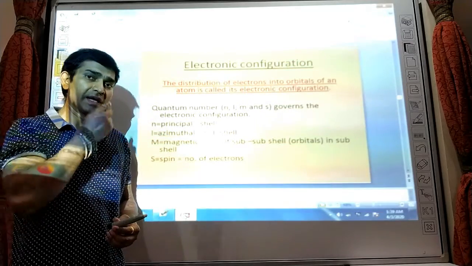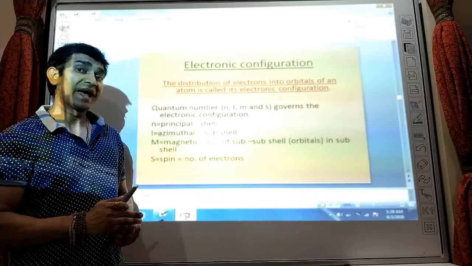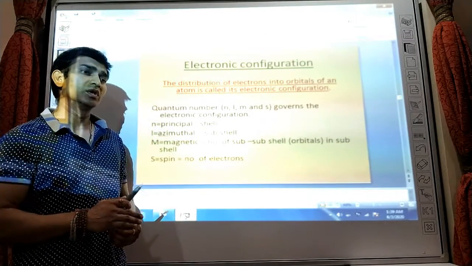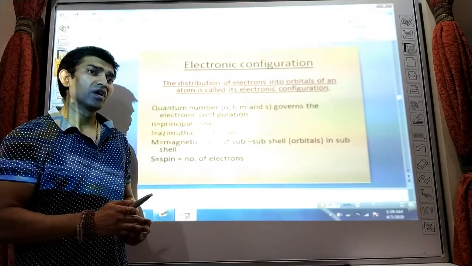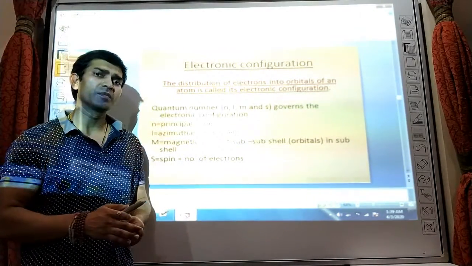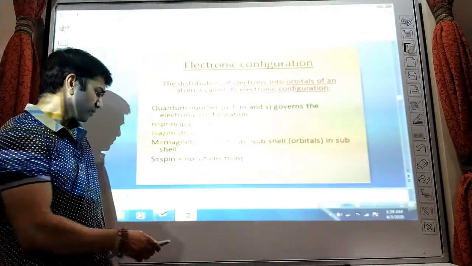For example, if you are talking about principal quantum number n equal to 2, it has two subshells, that is s and p, and in all they will have 1 plus 3 orbitals, right? And s is the spin quantum number, which indicates the spin of the electrons.